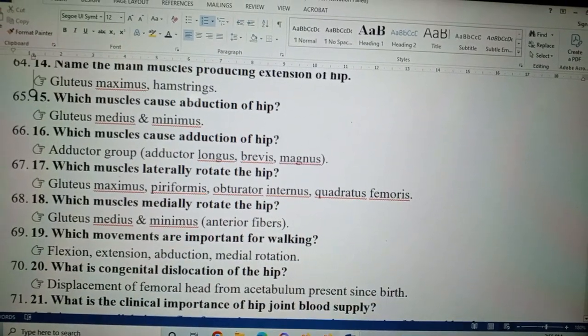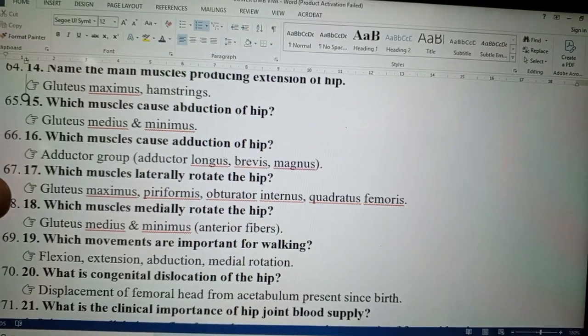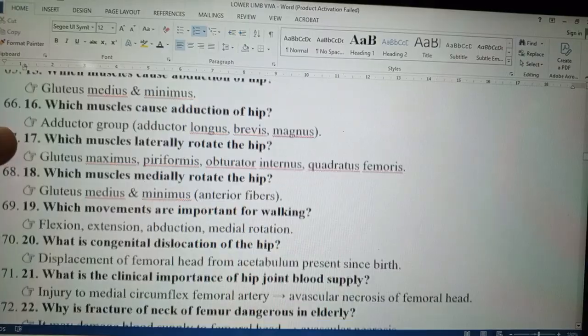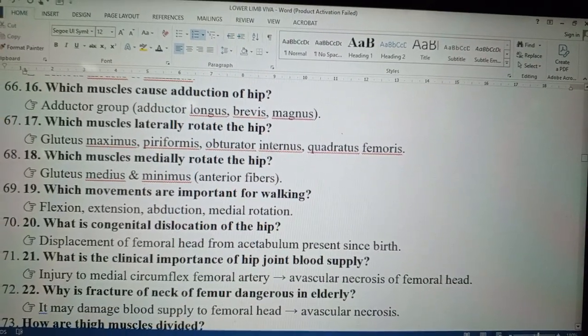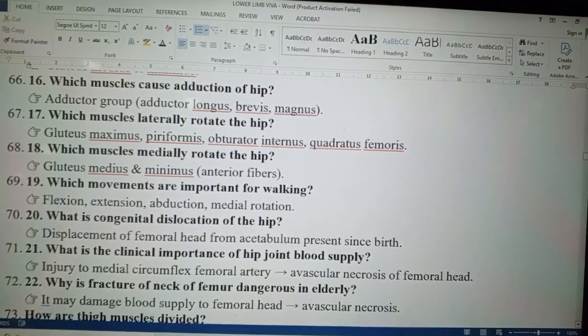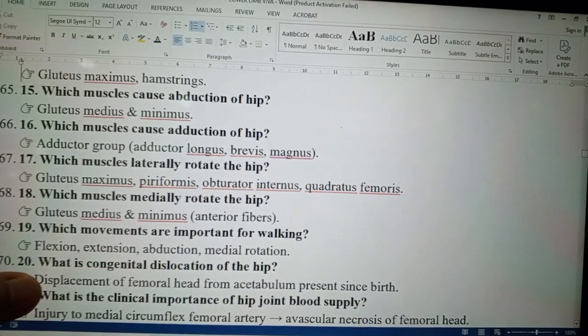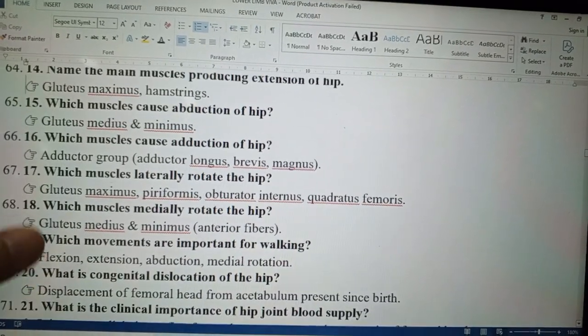Which muscles laterally rotate the hip? Lateral rotation by the gluteus maximus, supplied by the inferior gluteal nerve, piriformis, obturator internus, and quadratus femoris, supplied by the nerve to quadratus. Which muscles medially rotate the hip? Gluteus medius and minimus. Okay, a similar question.